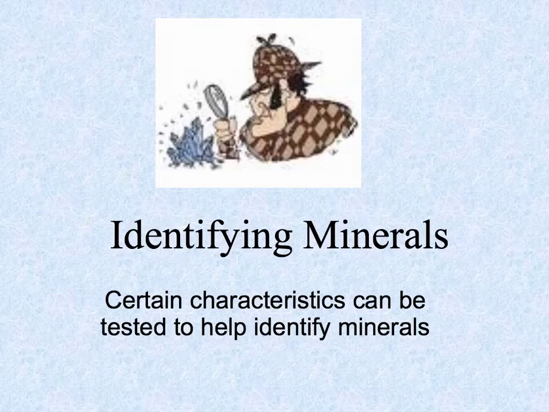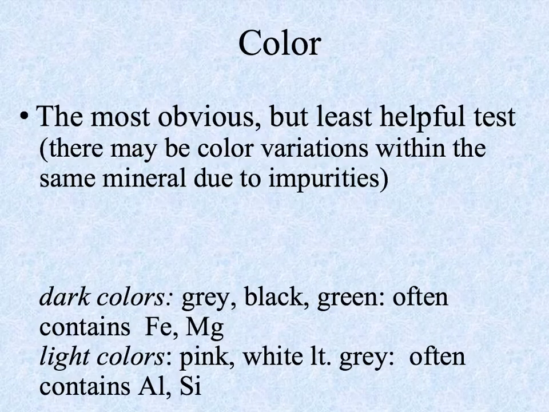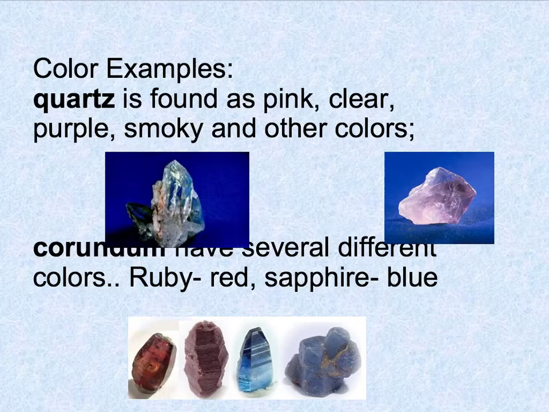Alright, let's get started in learning about identification tests for minerals. Color is very obvious and sometimes it is useful, but for most samples of minerals you're not going to get much identification clues from just the color itself, because there are different variations, so you're going to have different colors of the same mineral. Here are some examples we saw in class, and some you'll see in the lab in the coming days.